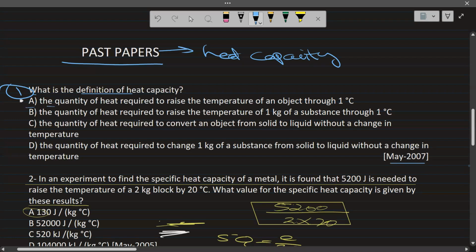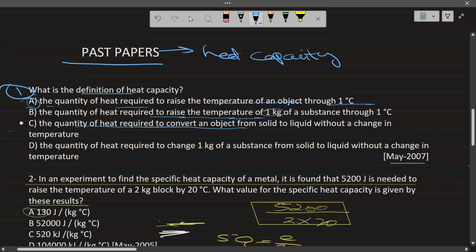Let's go into the A. The quantity of heat required to raise the temperature of an object through one degree. Yeah, this is the definition. So by this A is correct. We don't need to go to B, C, D, but let's check out B, C, D. B is the quantity of heat required to raise the temperature of 1 kg through 1 degree. So it means that it's not heat capacity, but it is specific heat capacity because it comes 1 kg.